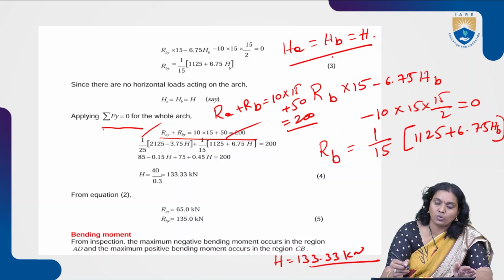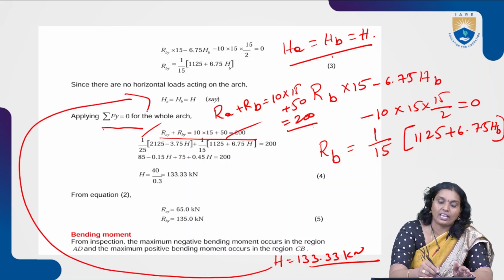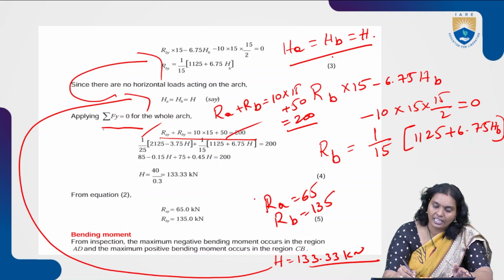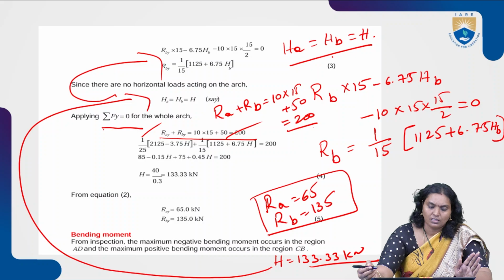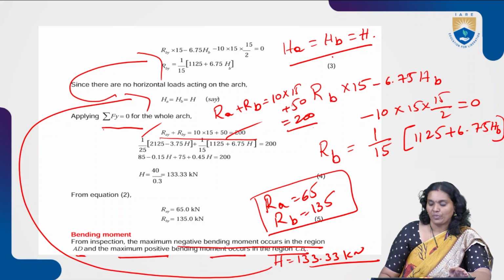Now from equation 2, we substitute this and get the reaction at A equal to 65 and the reaction at B equal to 135. So after all the calculations, we get these reaction forces. Now move on to the bending moment. From inspection, the negative bending moment occurs in the region AD and the maximum positive bending moment occurs in the region CB.